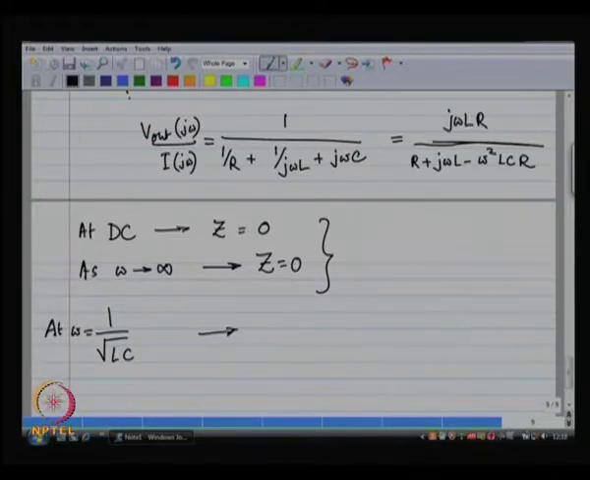what happens at the resonant frequency? So, the first most important thing that you see is that when omega is 1 by square root of L C, omega squared L C R becomes equal to R. So, as a result, R and minus R cancel with each other. So, you are left with j omega L times R divided by j omega L. So, you are left with R. Okay. So, it is a very simple relationship.